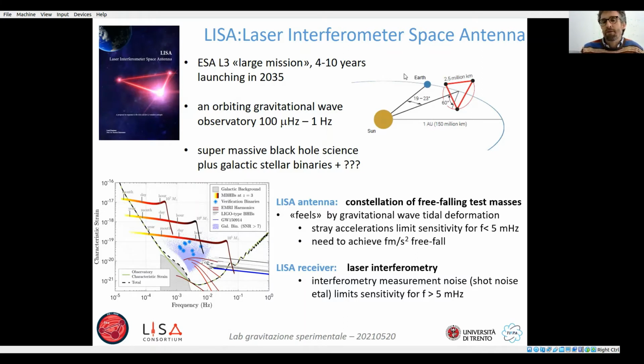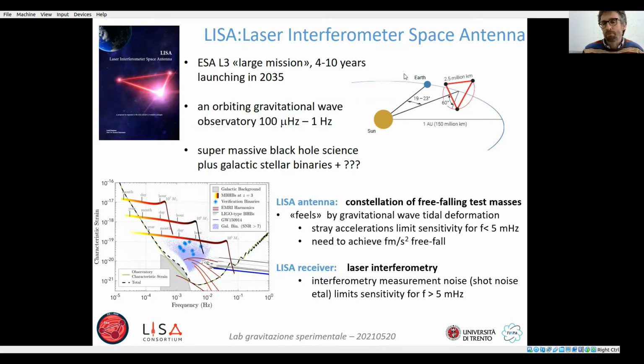We observe the gravitational waves in the tidal deformation on a constellation of free-falling test masses. So in LISA, our antenna is the set of free-falling test masses, and our receiver or our readout is laser interferometry. At low frequencies, below several millihertz, the sensitivity is limited by the stray accelerations. It's limited by what we call the antenna noise, so the stray accelerations in our geodesic reference test masses.